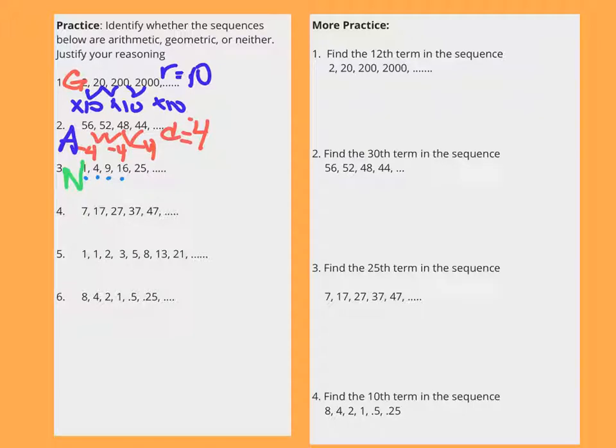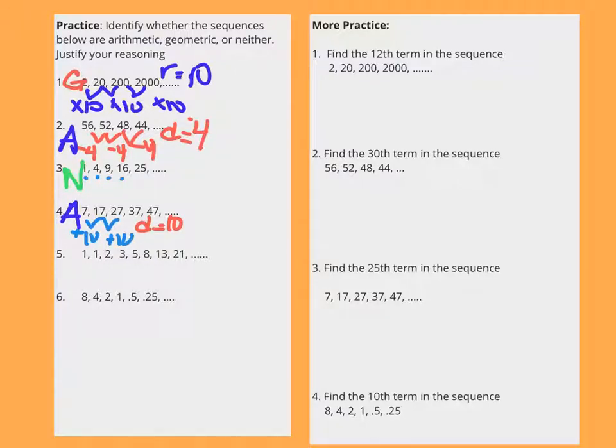All right, if we move on to sequence number 4, we have 7, 17, 27, 37, 47. Looks like we're just counting by tens, right? So here we're adding 10, adding 10. So we have a constant difference of 10, and that would allow us to classify this particular sequence as arithmetic.